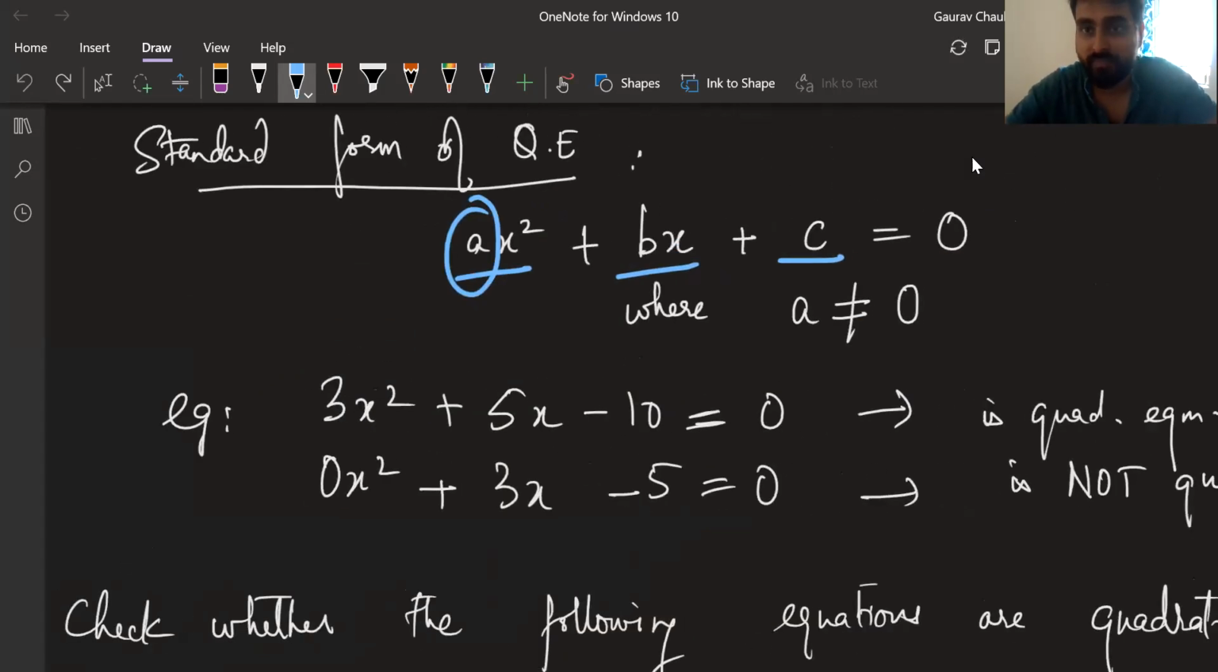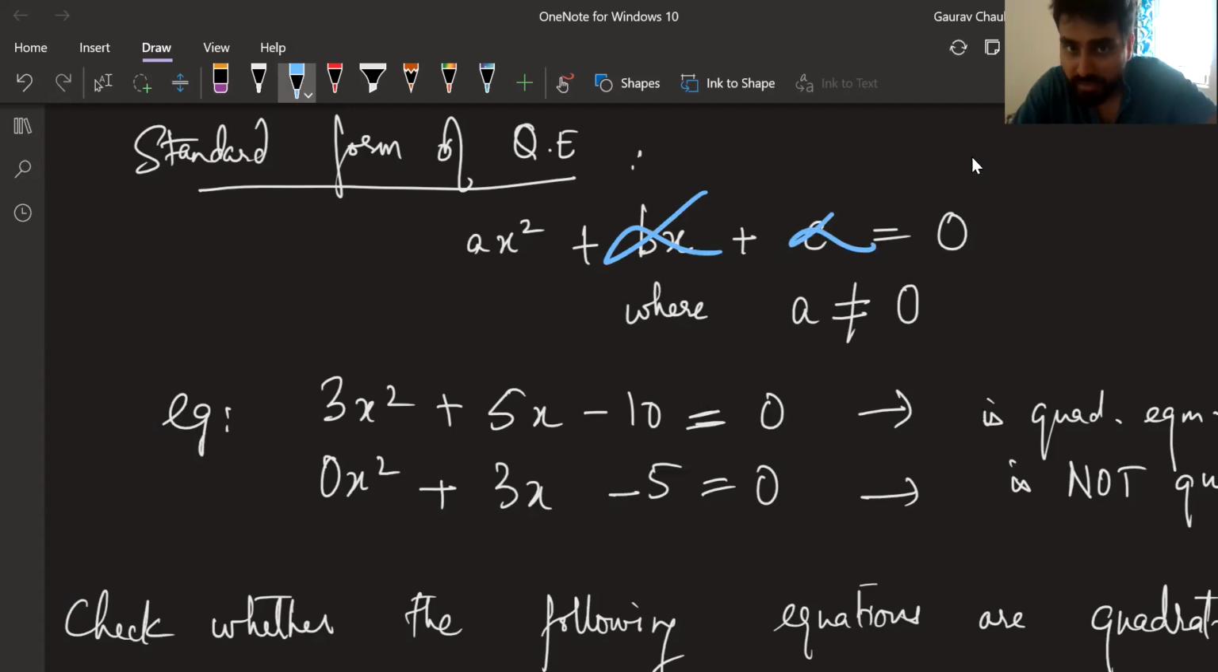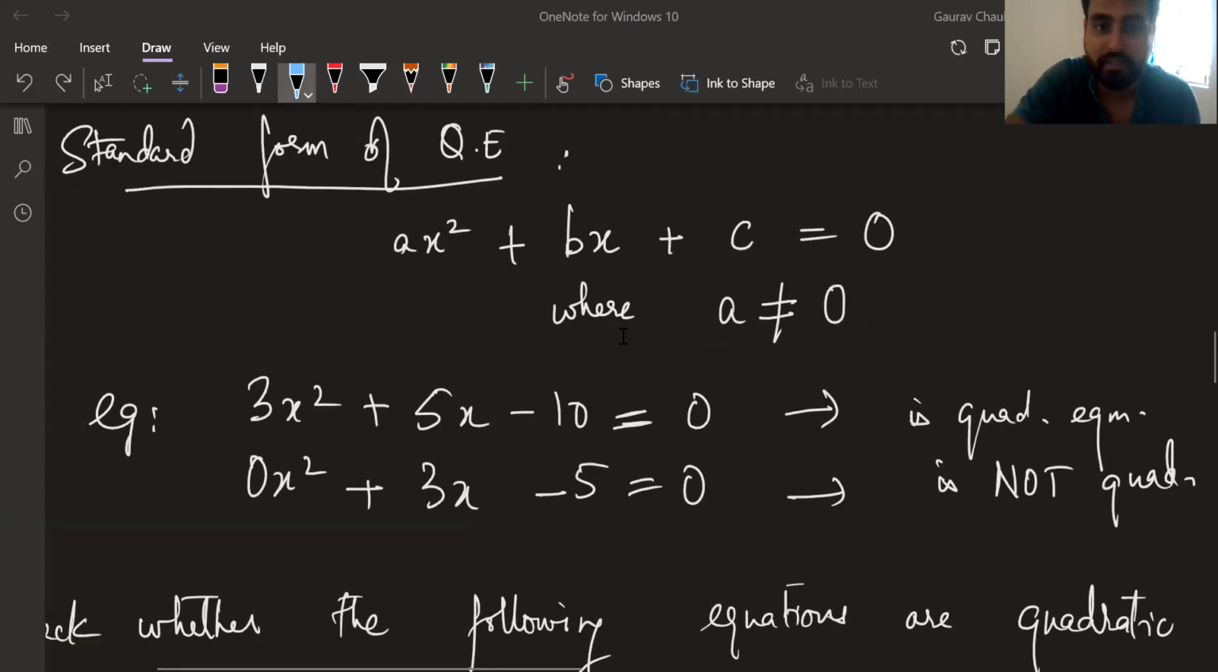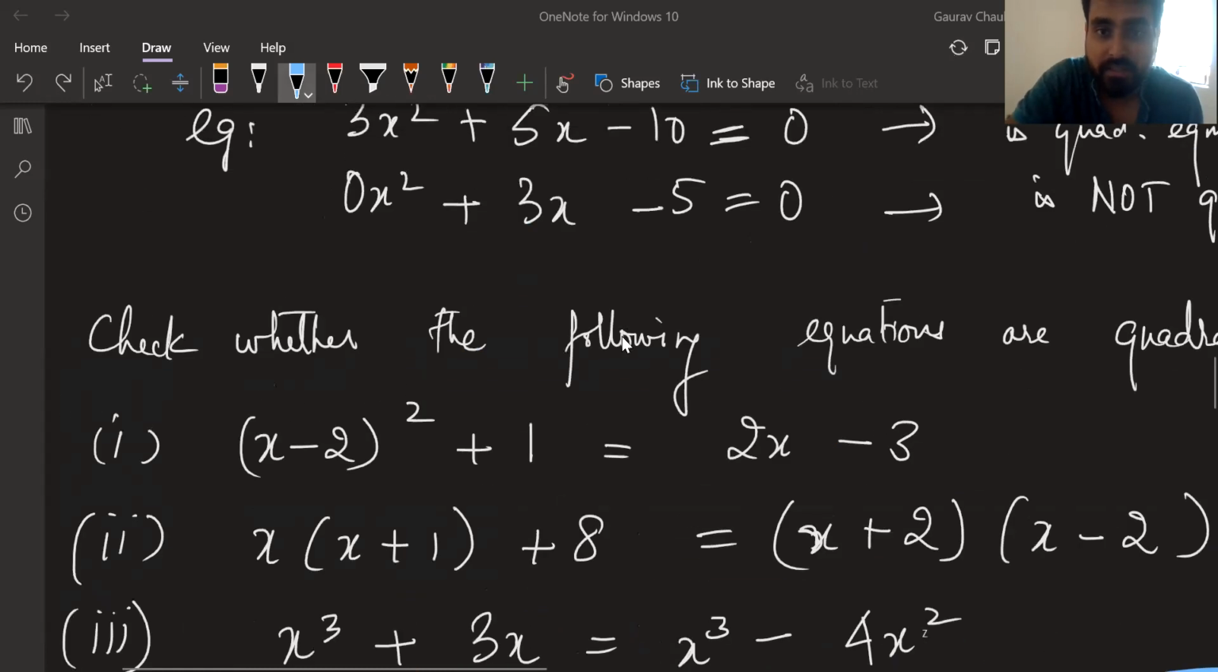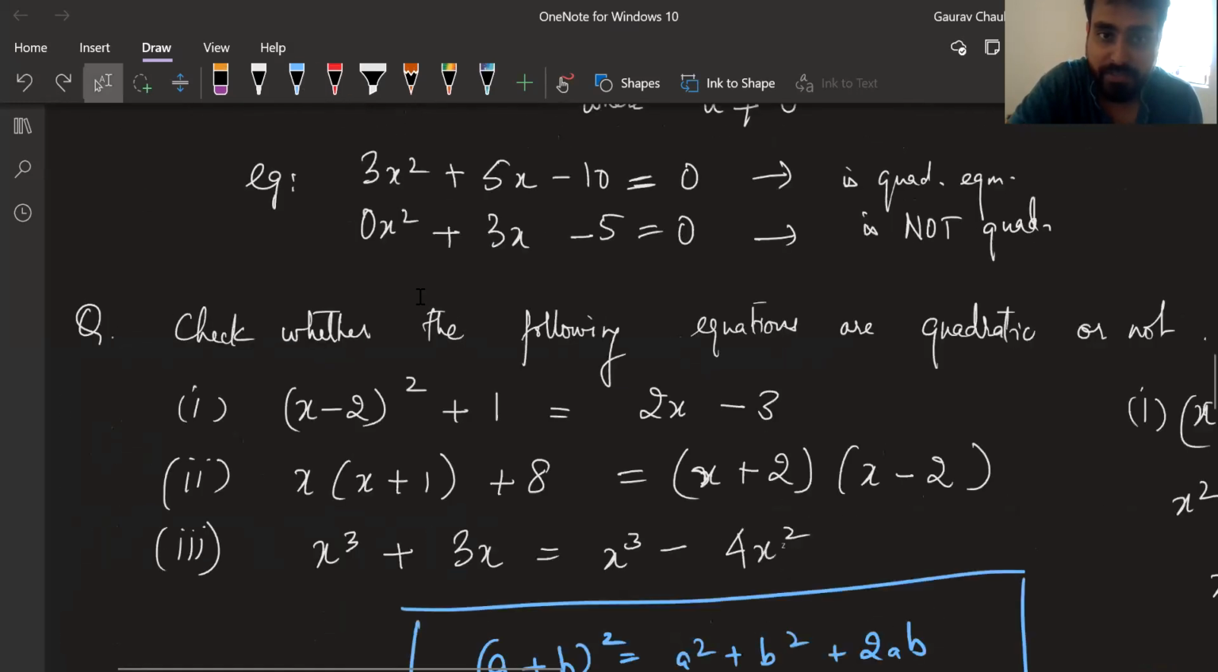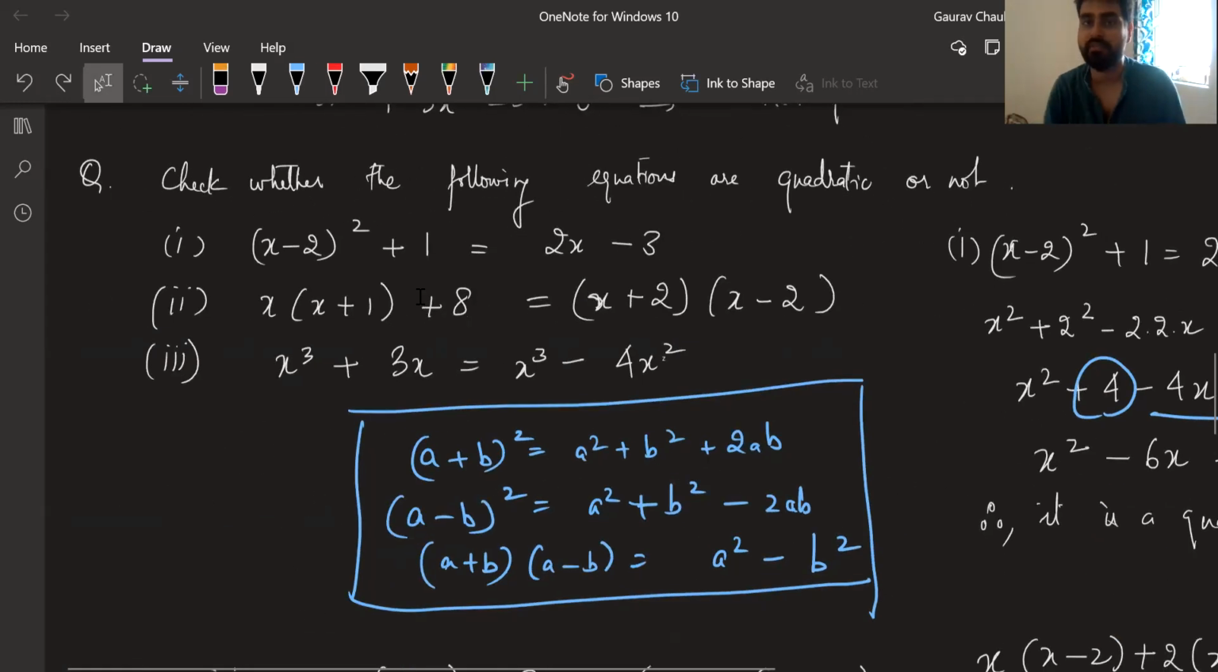And finally, anything else can be 0. Just to clarify that, anything else can be 0. This can be 0, this can be 0. But your x square term has to be there. And the equal to 0 has to be there. Okay. This is the standard form. And yeah, we saw examples of quadratic and non-quadratic, and we discussed a question or an objective where we have to check whether an equation is quadratic or not.